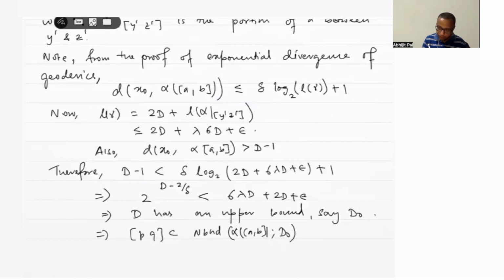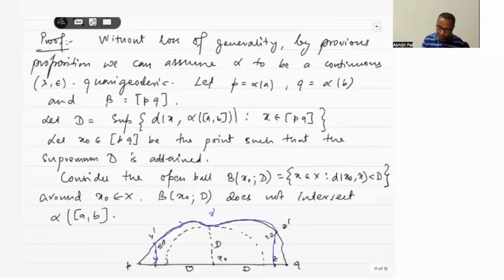And so what we get is 2 to the power (d minus 1) over delta is less than 6 lambda d plus 2d plus epsilon. The left hand side is an exponential function of d, and the right hand side is a linear function of d. So this d has to be bounded. So d has an upper bound, say d naught. And we have taken this d to be the supremum of the distance from x to alpha, where x belongs to the geodesic joining P and Q. And so d is less than or equal to d naught.